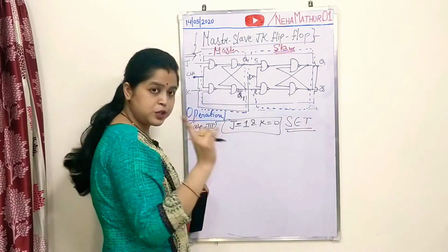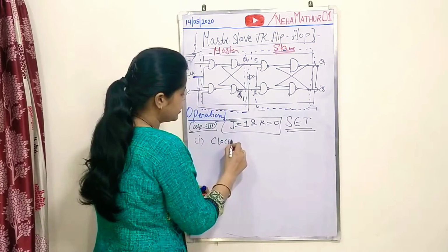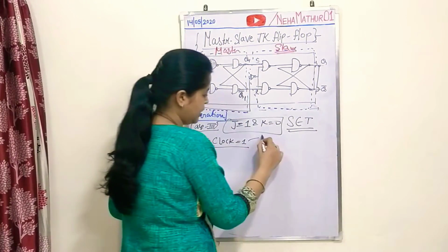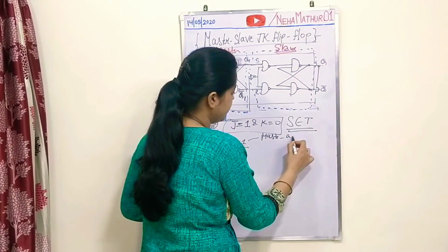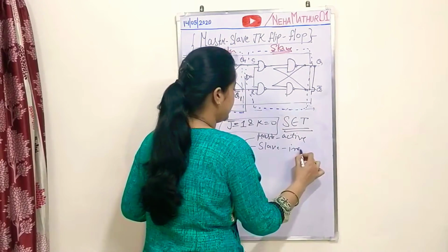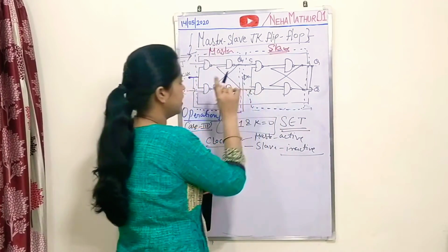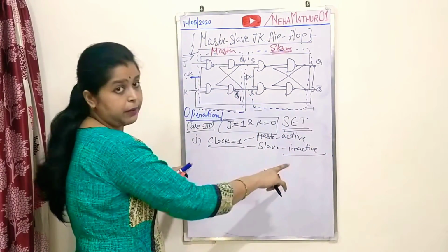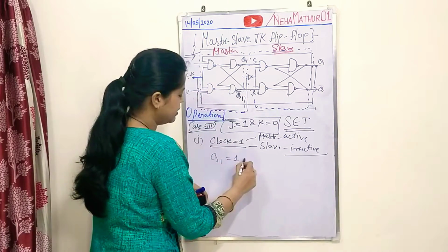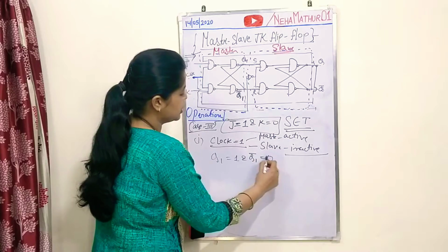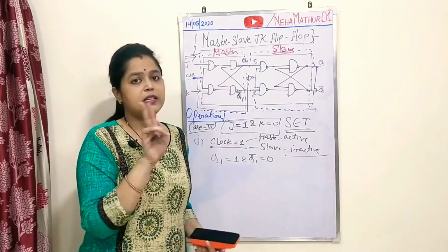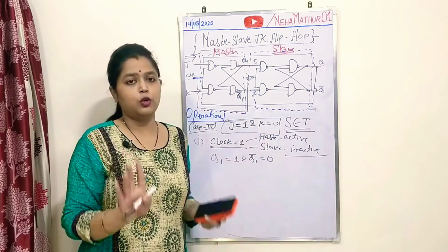See, the first point is for your clock equal to 1. When your clock is 1, your master will be active and the slave will be inactive, and you will be able to provide Q1 and Q1 bar from this step. Now for 1 0, your Q1 will be 1 and Q1 bar will be 0 because it is in its set state, and in set state for 1 0 input your output will be 1 0.